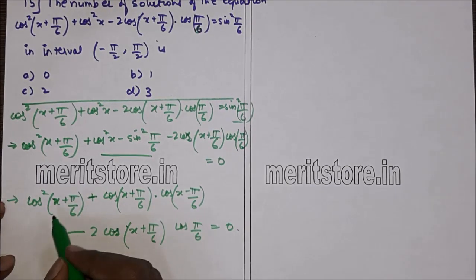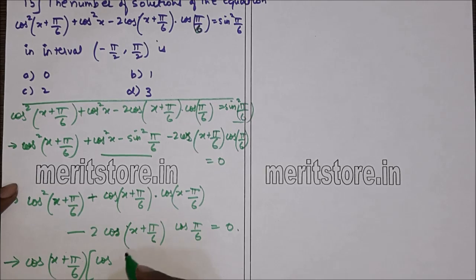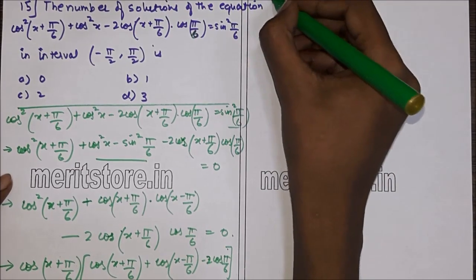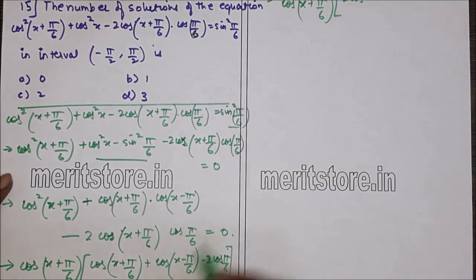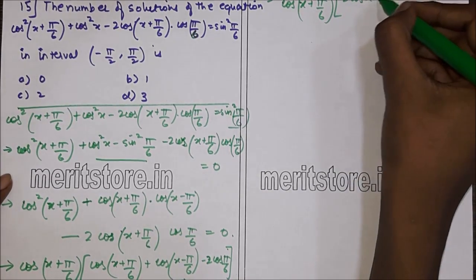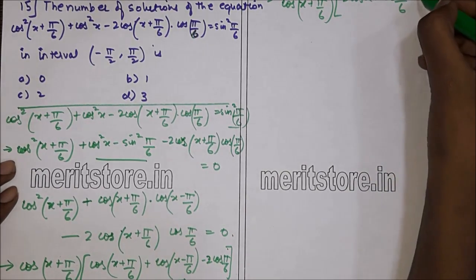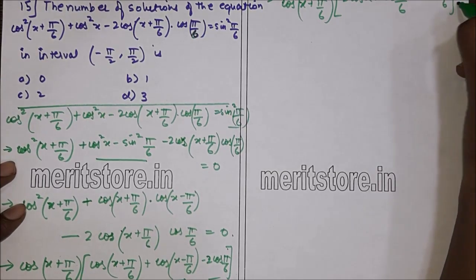Now we take cos(x + π/6) common throughout the equation. So we get cos(x + π/6)[cos(x + π/6) + cos(x − π/6) − 2 cos(π/6)] = 0. Simplifying further, since this is in the form cos A + cos B, it becomes 2 cos x cos(π/6), the simplified form of this term, minus 2 cos(π/6), equal to 0.